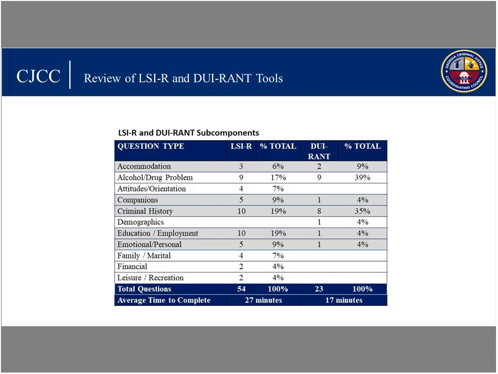In effect, really, there were only 2 of the domains that the LSIR questions fell in that the DUI RANT really focused on, and that was alcohol and drug problems and criminal history. So 39% of the DUI RANT questions fell under identifying alcohol or drug problems or identifying some sort of criminal history. Even though there were 6 different domains that the DUI RANT kind of looked at, they really fell in just these 2 domains. And below there too is our time and motion study findings.